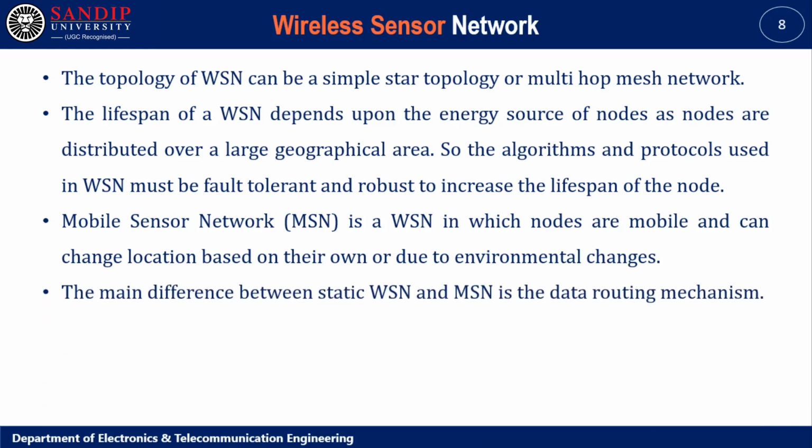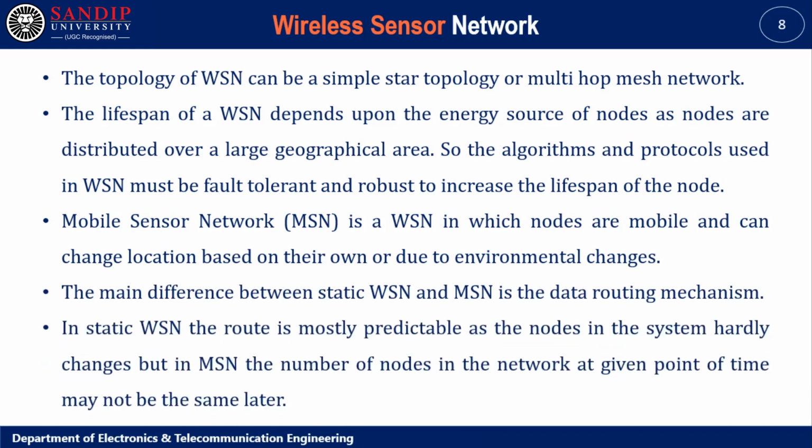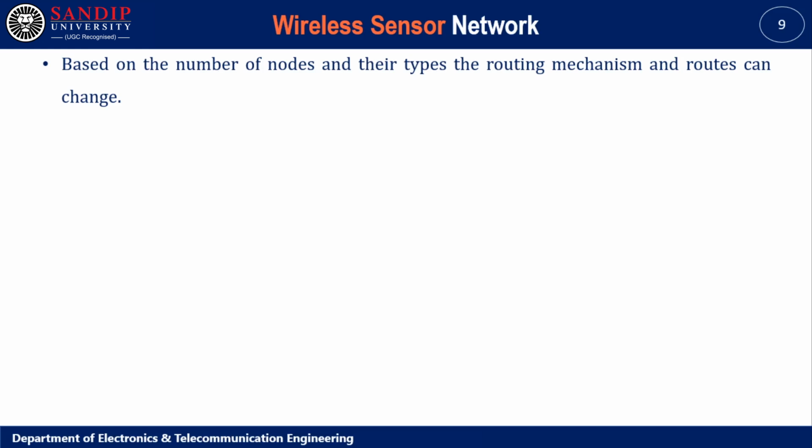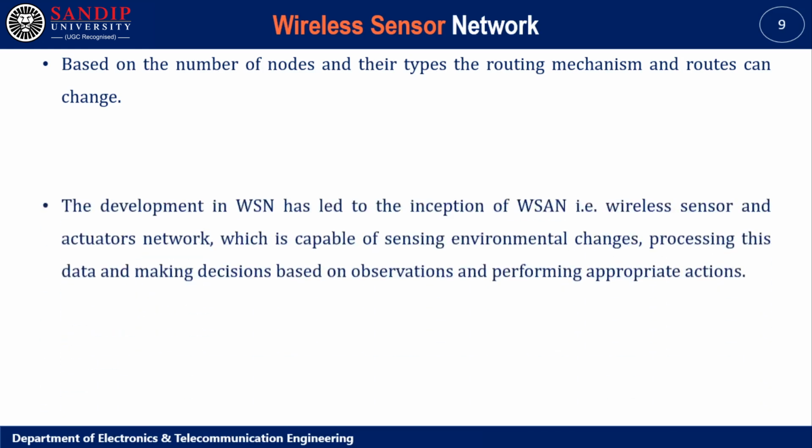The main difference between the static WSN and MSN is the data routing mechanism. In static WSN, the route is mostly predictable as the nodes in the system hardly change, but in MSN, the number of nodes in the network at a given point of time may not be the same later on. Based on the number of nodes and their types, the routing mechanism and routes can change.